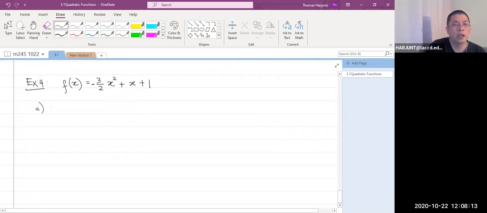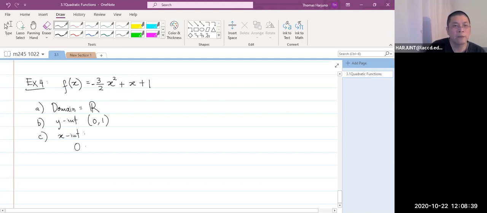So part A, the domain, it's easy. The domain of a polynomial, in this case including quadratic function, must be all real numbers. Second, how about the y-intercept? That's (0, 1), right? That's easy to see. When x is 0, then you get the constant. Part C, how about the x-intercept?